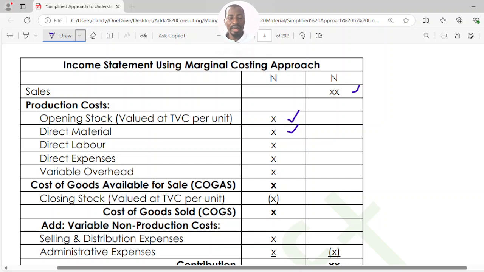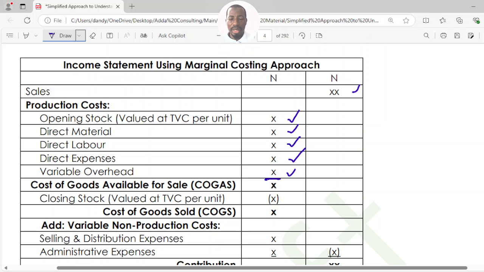Again, the next item is direct labor cost. So how do I get my direct labor cost? It's very simple. If in the question you have been given direct labor cost per unit, then direct labor cost per unit multiplied by units produced, then I will post. The next item is direct expenses. If in the question you are given direct expenses, just multiply direct expenses per unit by the units produced. Then also I will post. If you are given variable production overhead per unit, then variable production overhead per unit multiplied by units produced will give me total variable production overhead. I will post. Therefore, I need to add up all the items together.